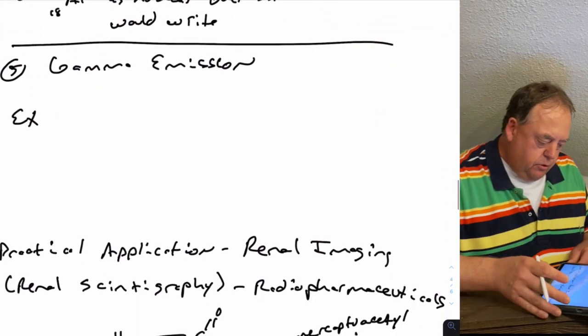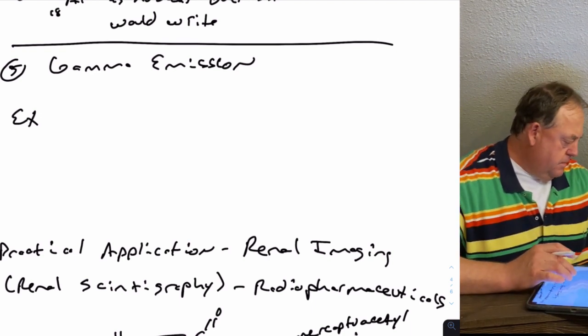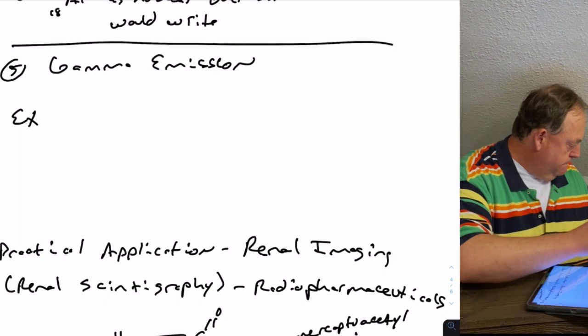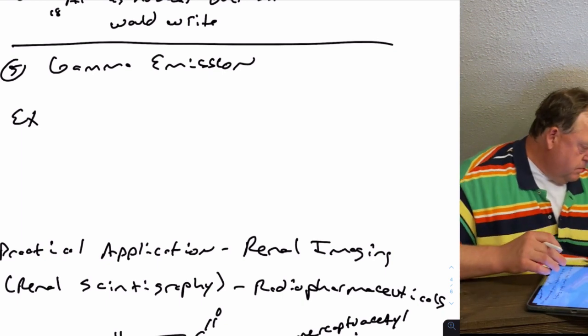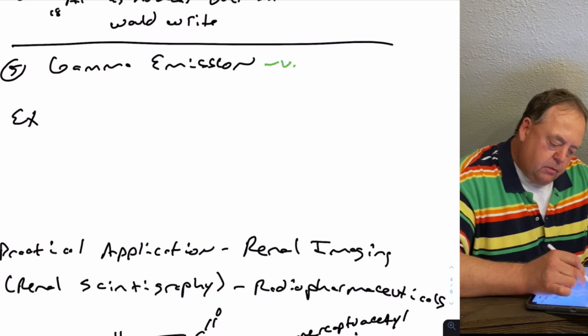Okay, so 2 more examples of nuclear reactions. So gamma emission. So basically this is just an unstable nucleus.